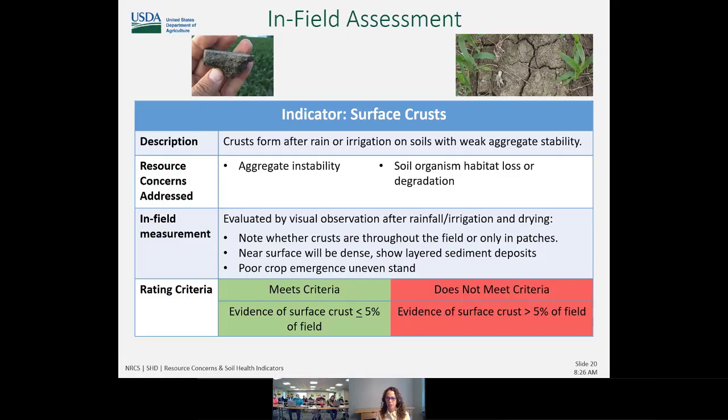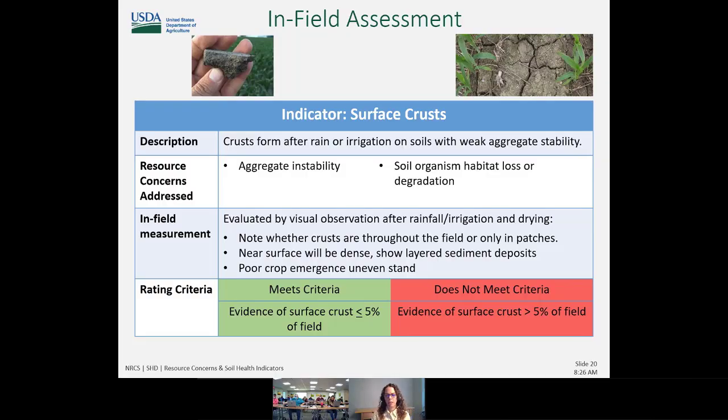So visually, you can observe this after rainfall or irrigation and after a period of drying. You'll note whether the crusts are throughout the entire field, or are they only in certain areas. When you look at the soil surface, do you see a surface layer that's more dense, that shows where these sediments have been deposited up at the top and created this crust?